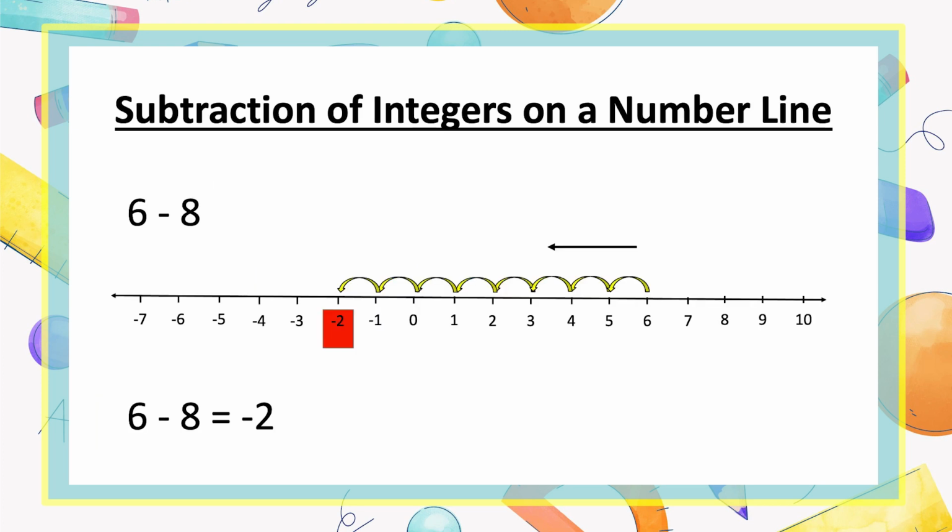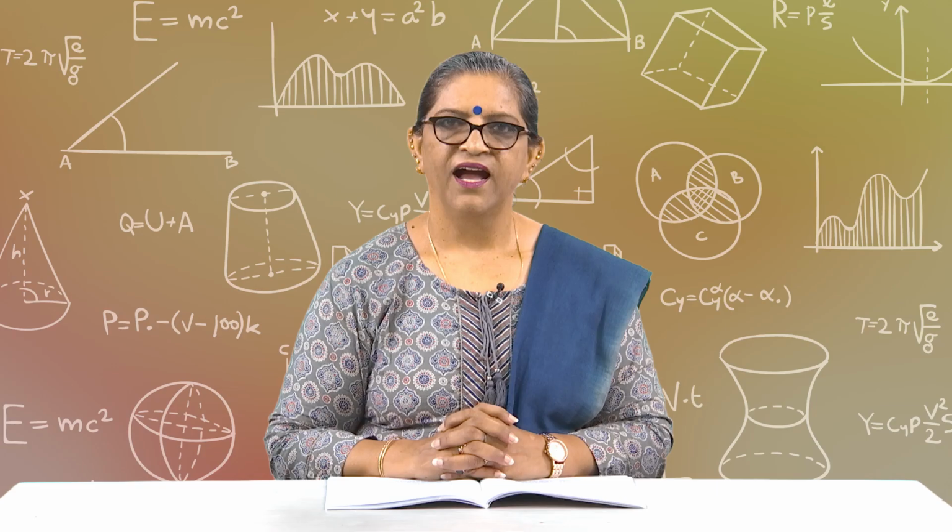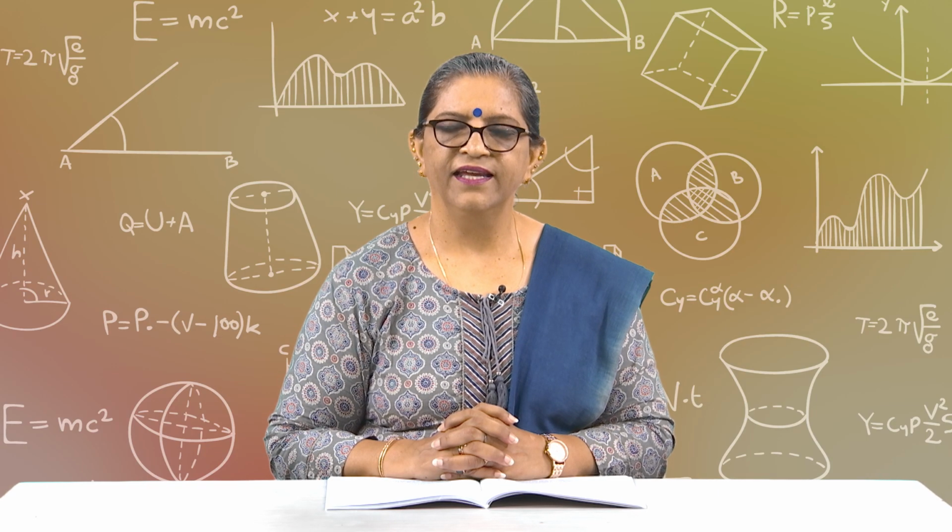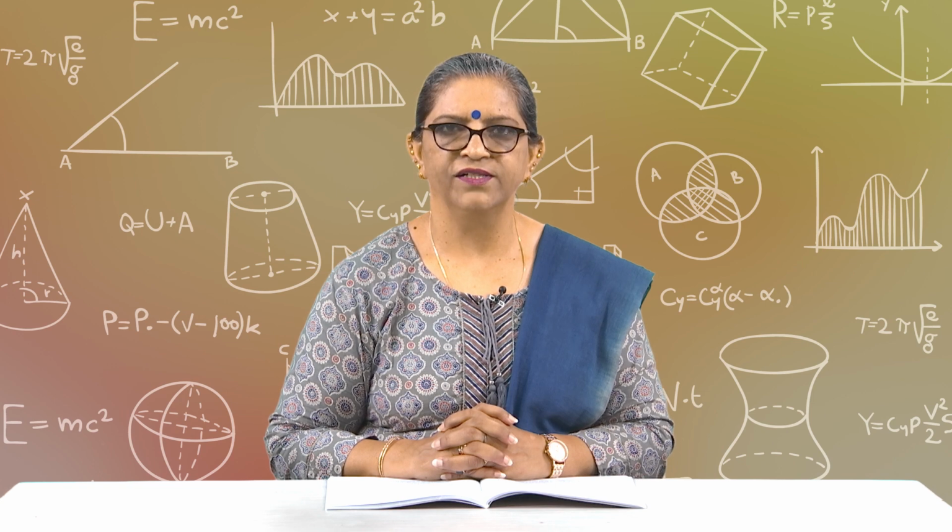Now, let us go for the subtraction of integers. For this, let us take 6 minus 8 on the number line. For this, we move 8 steps to the left of 6 on the number line and we reach -2. So, 6 minus 8 is -2. After understanding the addition and subtraction of integers, we now move to understanding the properties of integers.